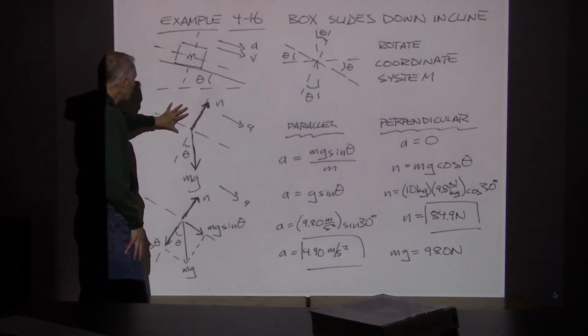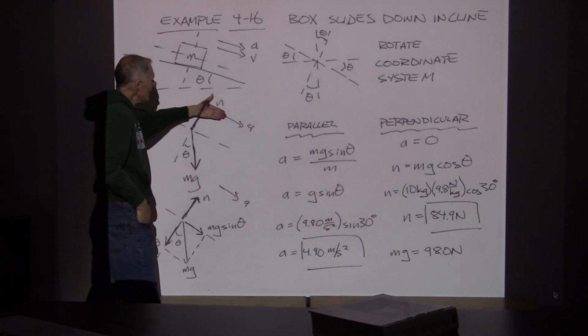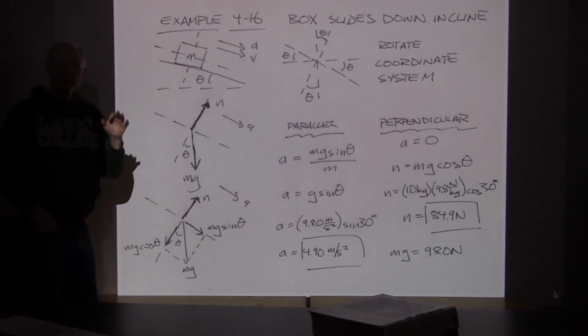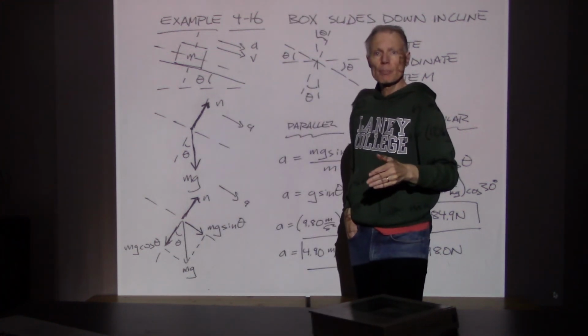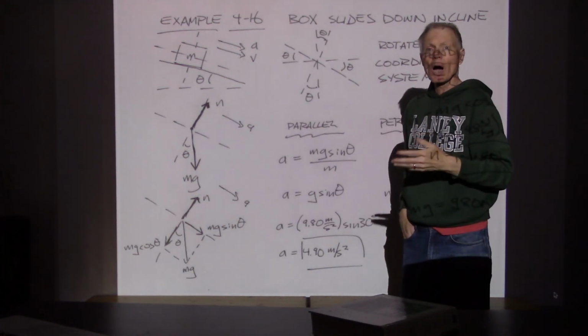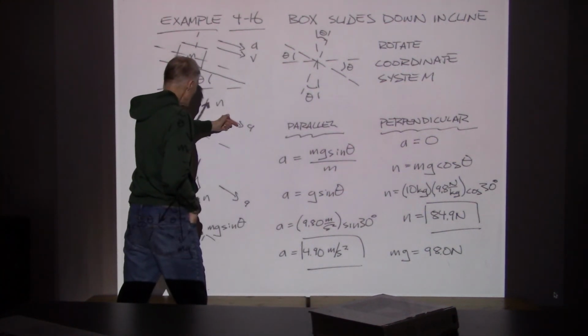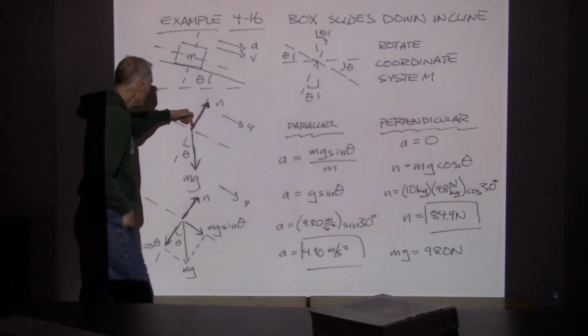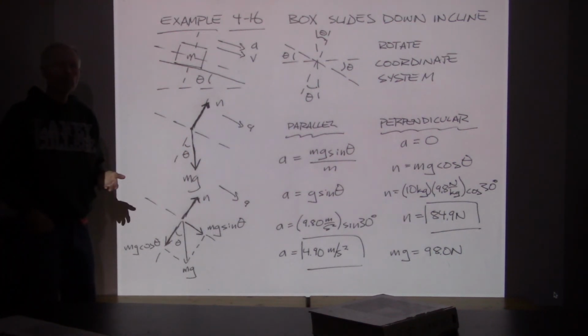When I get to my force diagram, N is right along the y-axis. We rotated the y-axis, and there it is. The acceleration is right along the x-axis, and that was our intention. We wanted the acceleration to be exclusively along one axis. So the acceleration is along x, N is along y, and mg now is going to have to be resolved into components.